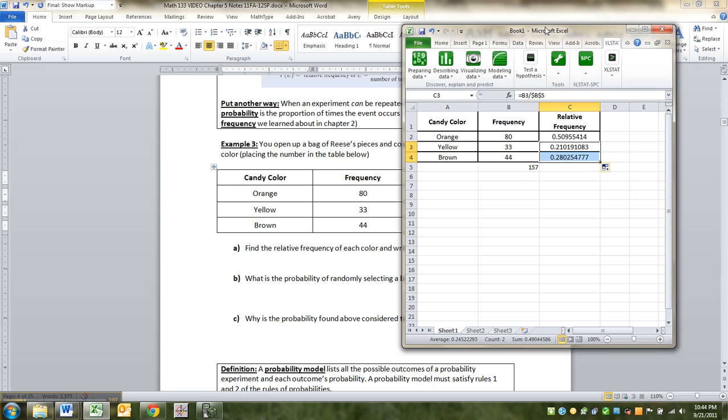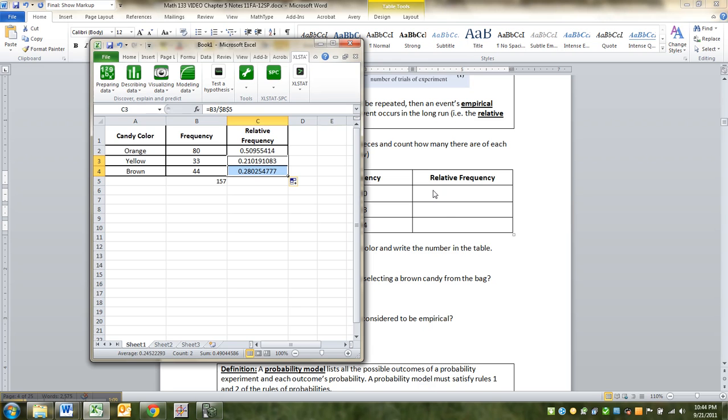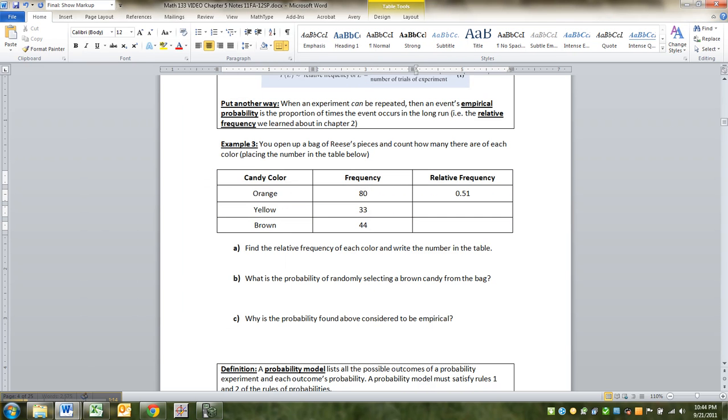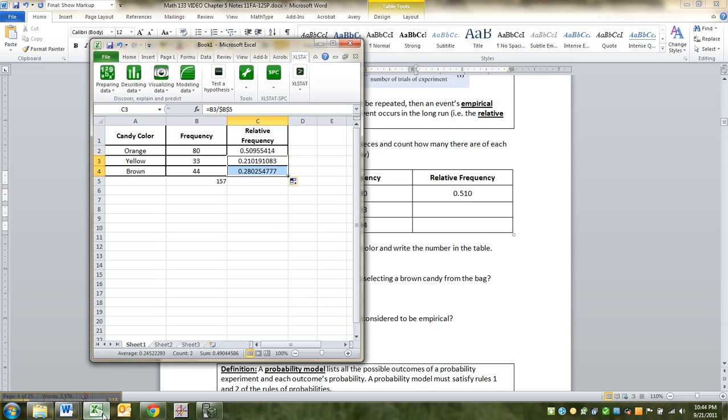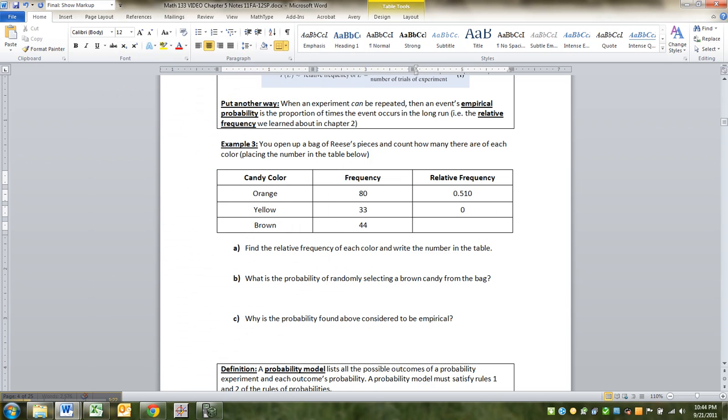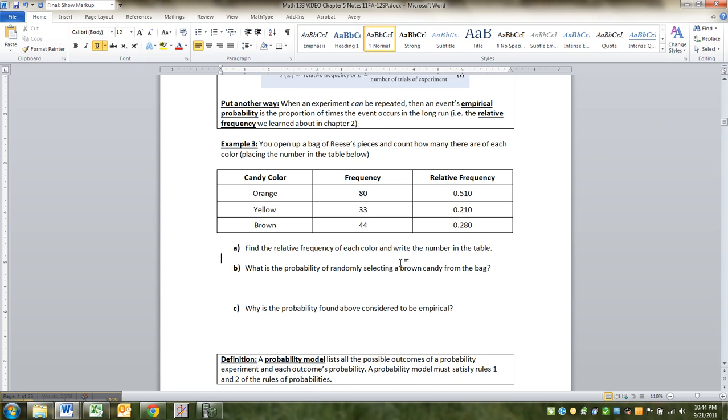So my relative frequencies are 0.510, 0.210, and 0.280. All right, so we did that. Find the relative frequencies, check.